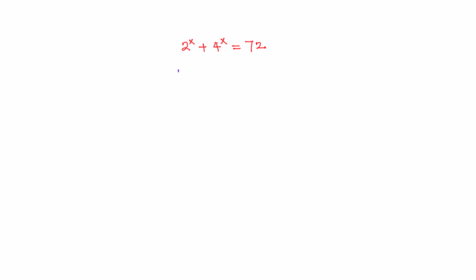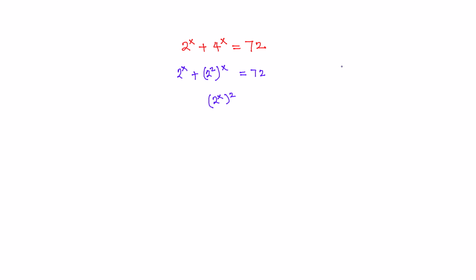This is what I mean by that. This 2 raised to power x remains the way it is. Then this 4 itself is 2 raised to power 2 and then raised to power x equals 72. By doing that, I can rewrite this 2 raised to power 2 raised to power x as 2 raised to power x then raised to power 2.